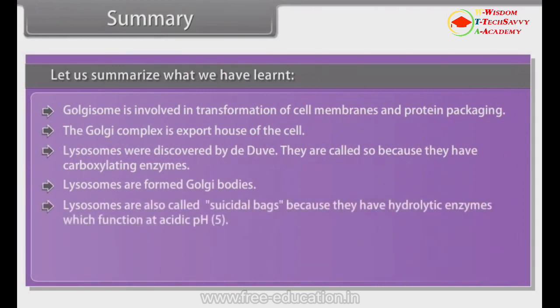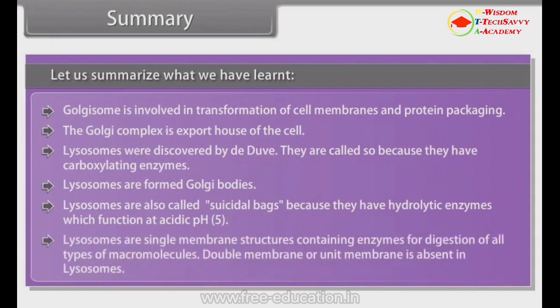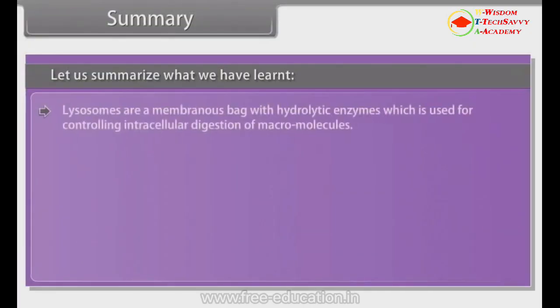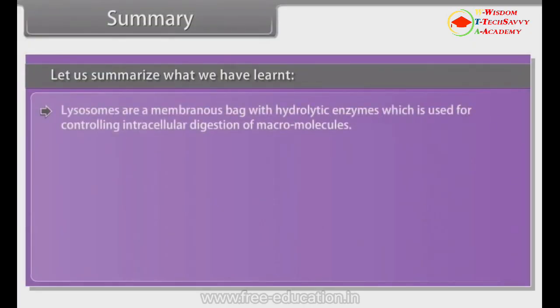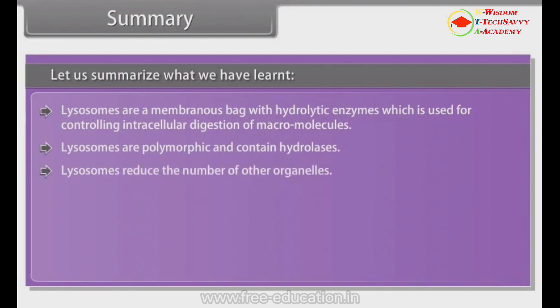Lysosomes are also called suicidal bags because they have hydrolytic enzymes which function at acidic pH of 5. Lysosomes are single membrane structures containing enzymes for digestion of all types of macromolecules. Double membrane is absent in lysosomes. Lysosomes are membranous bags with hydrolytic enzymes which are used for controlling intracellular digestion of macromolecules. Lysosomes are polymorphic and contain hydrolases. Lysosomes reduce the number of other organelles.